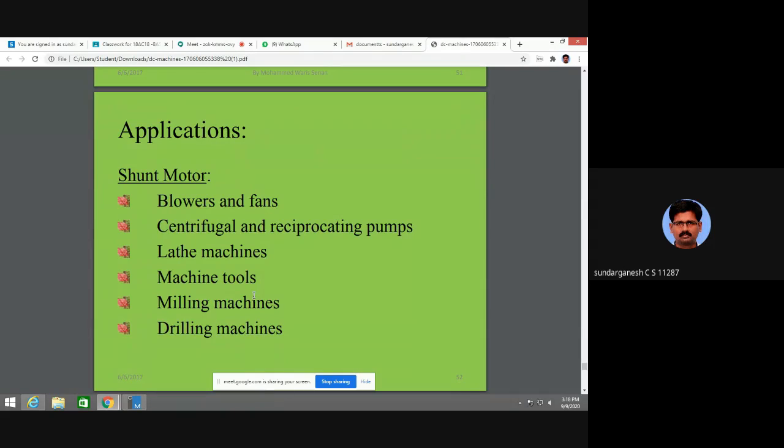Drilling machine is used for putting holes in metal parts. Everything is related to constant speed applications. Since the shunt motor is a constant speed motor, these applications require constant speed. So the shunt motor is used for these particular applications.